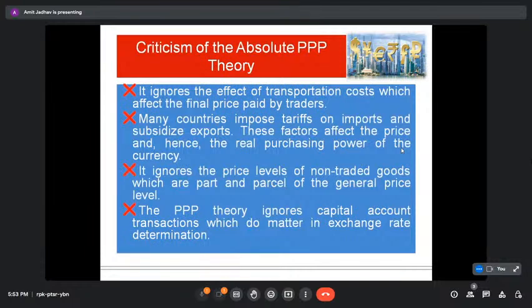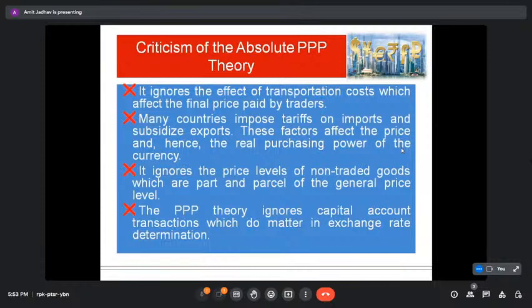Many countries impose tariffs on imports and subsidize exports. These facts affect the price, and hence the real purchasing power of the currency of the country. So some countries impose tariffs on imports and give subsidies to exports. It has an impact on the price of the commodity, and we are not able to find out the real purchasing power of a country.